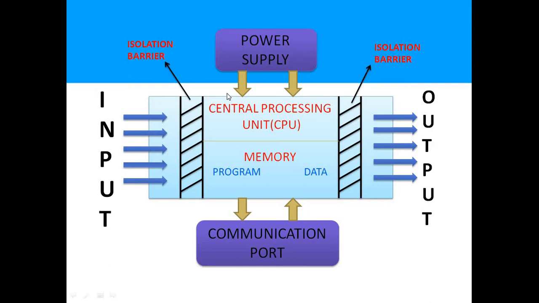Now we can see about the architecture of PLC. It mainly consists of power supply, central processing unit, memory unit, communication ports, input side and output side. And these two are the isolation barriers. They are optocouplers, that is, it consists of photodiodes and phototransistors.